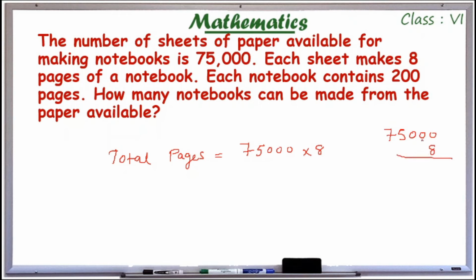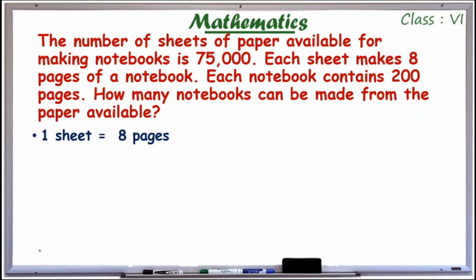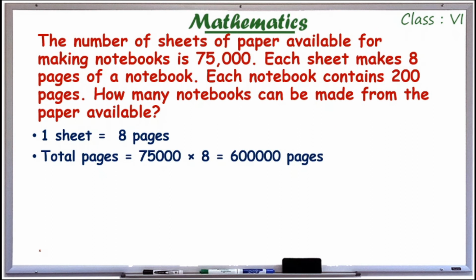So instead of 75,000, you just forget about the zeros. Just multiply 75 into 8. Then you get 600. Then these 3 zeros are skipped. Now you can add these 3 zeros. So the answer will be 6 lakh. We have 6 lakh pages. So one sheet is equal to 8 pages. Total pages is equal to 75,000 into 8.